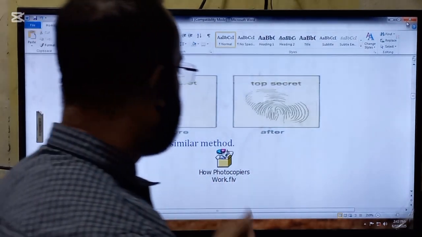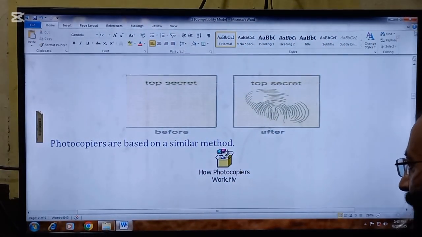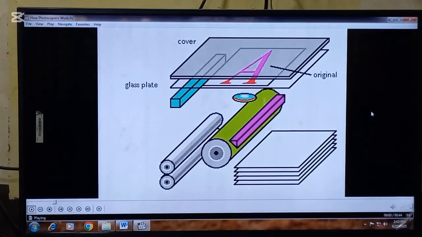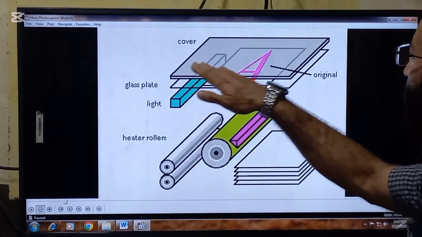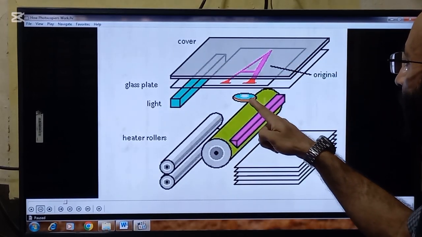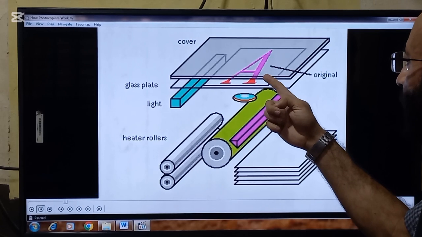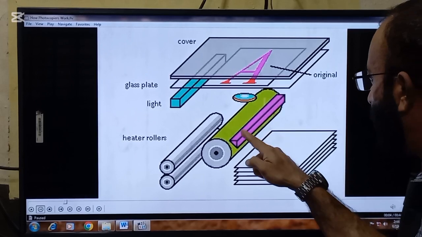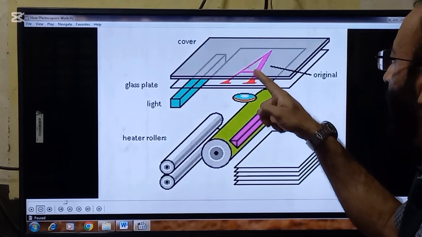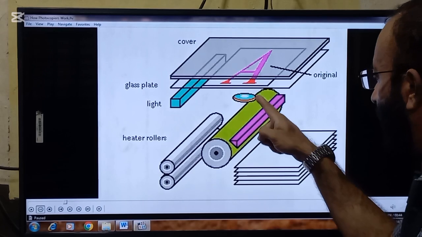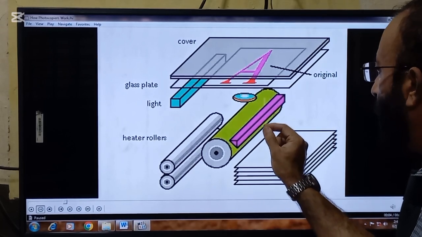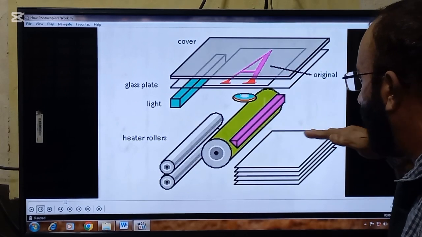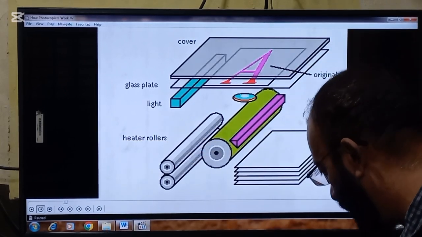Photocopiers are based on similar method. So look at the application of the photocopier. So look now, here is the original paper. Here is the lens that will take the picture of the image that is printed on the original paper. Here is a toner, and when this image is taken, the powder will stick only to the image but not to the clear part of the paper. So in this way, the printout will be taken.